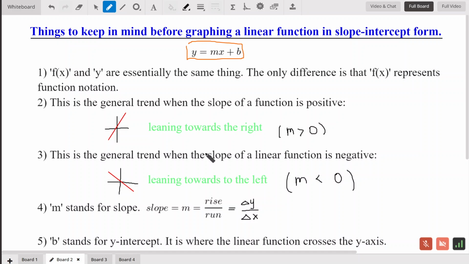Before we see how to graph a linear function, these are things that you need to remember. First, f of x and y are essentially the same thing. The only difference is that f of x represents function notation. Second, the general trend for when the slope is positive is one that is leaning towards the right. See the red line, how it's leaning towards the right? That's when your slope is positive.